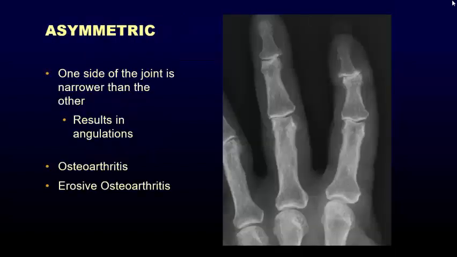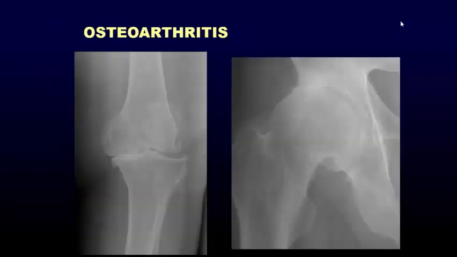Those are a very different disease appearance when compared to the asymmetric cartilage wear typical of osteoarthritis, where one side of the joint is narrower than the other side of the joint, resulting in angulations and subluxations, something I'm sure you all are very used to seeing in multiple joints. Here, asymmetric medial joint space narrowing in the knee and superolateral joint space loss in the hip, characteristic of osteoarthritis.